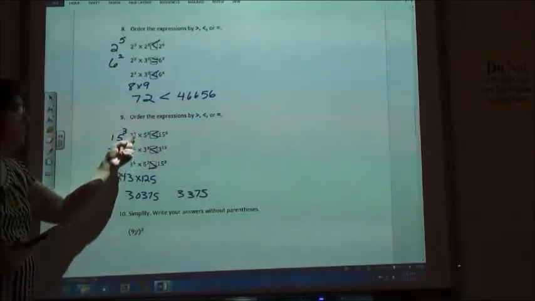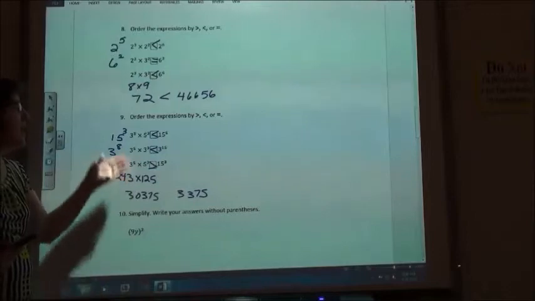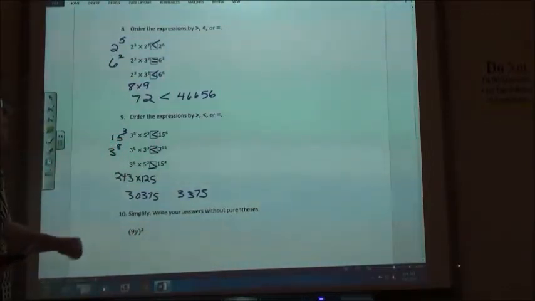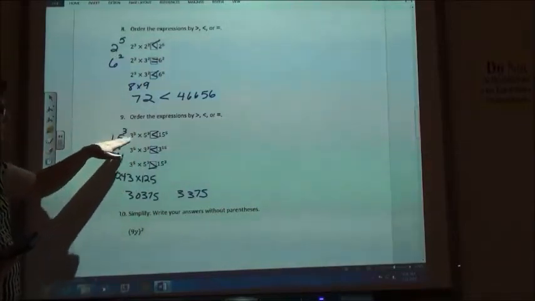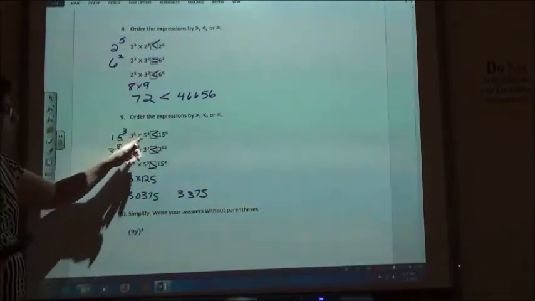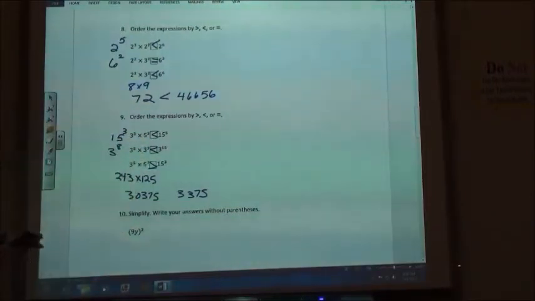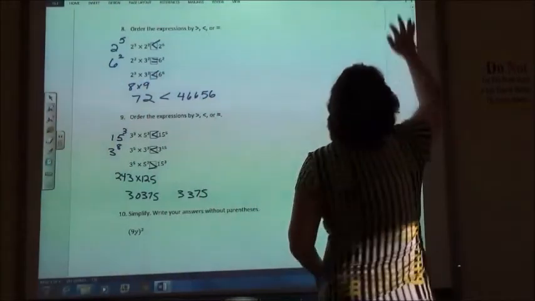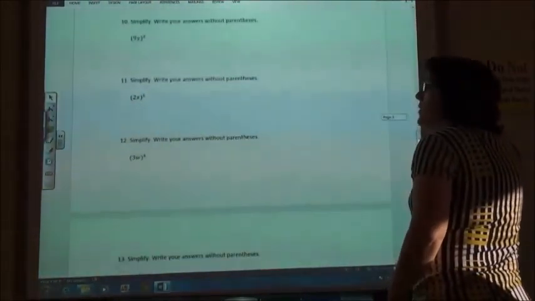And really on all of these problems, you could do the calculations and compare your two answers. They're just trying to give you a shortcut where you don't have to do all the multiplying out and figure out what the numbers are by either, if my exponents are the same, multiplying my bases, or if my bases are the same, adding my exponents and giving you a little shortcut. Number 10.